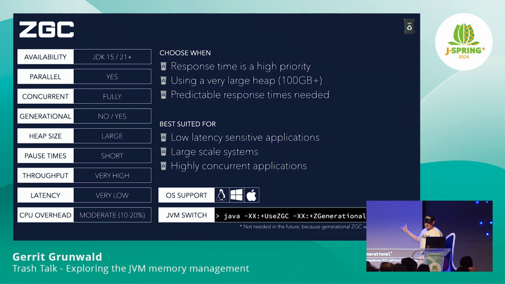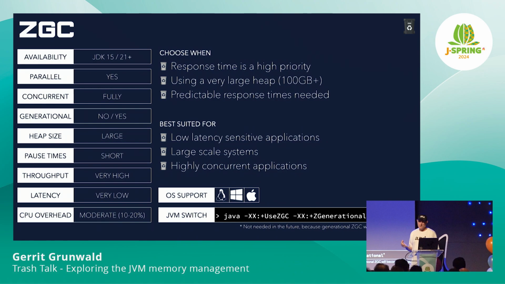It's made for very large heaps. We talk about terabytes here, and very latency-sensitive applications. So that means we have, I think, guaranteed, well, not really guaranteed, but it's usually around 3 milliseconds for the pause times, which is more or less nothing. You can more or less ignore it. It's made for large-scale systems, highly concurrent applications. At the moment, it's still non-generational, but with JDK 23, it will switch to generational, right?